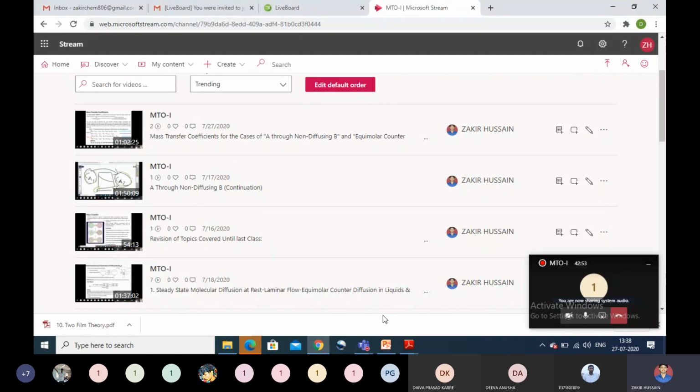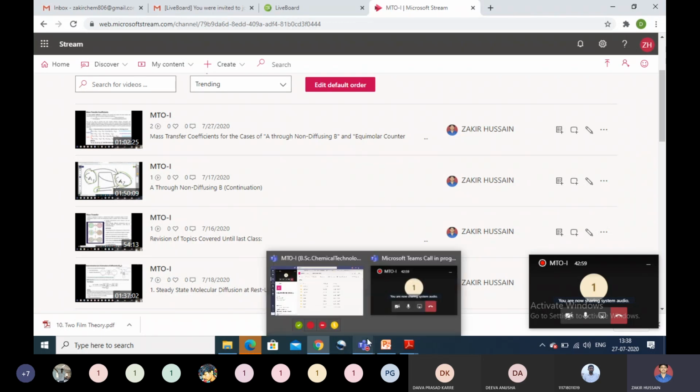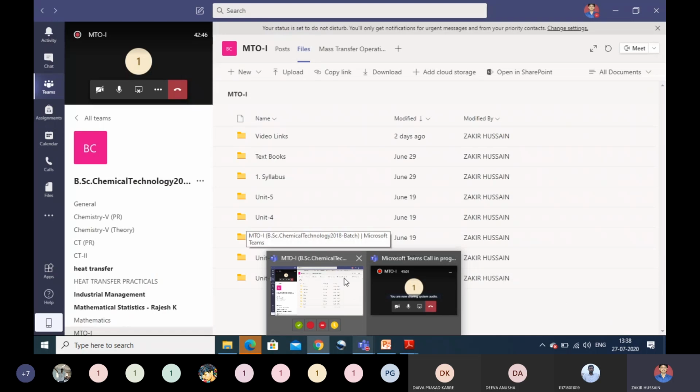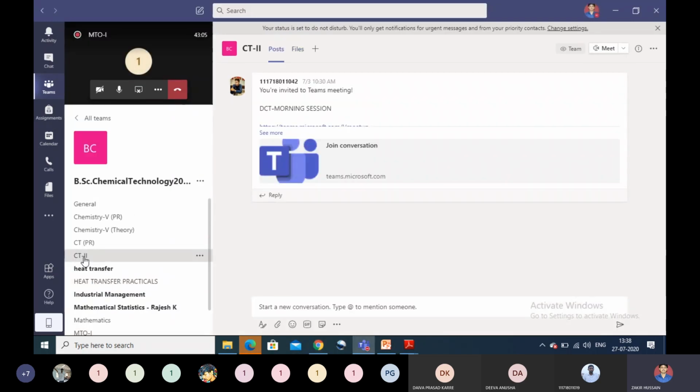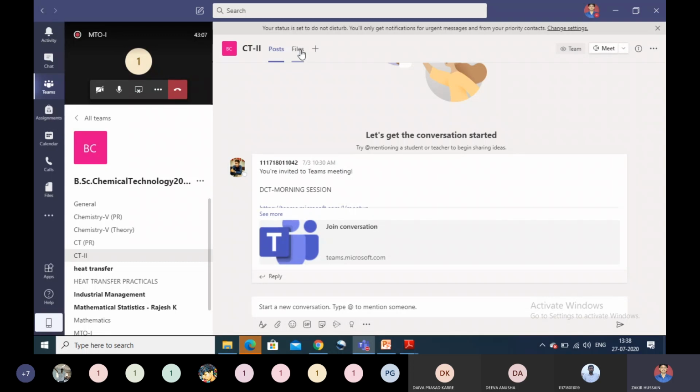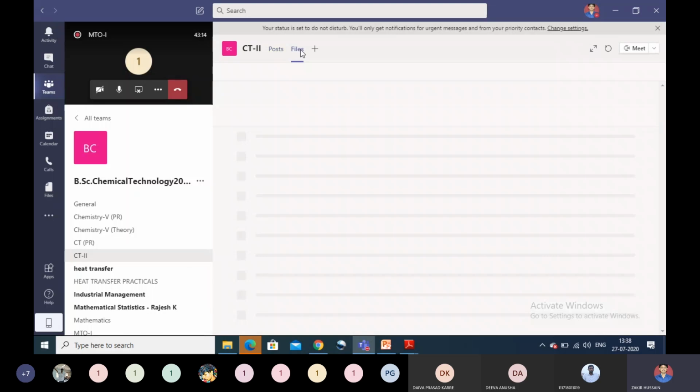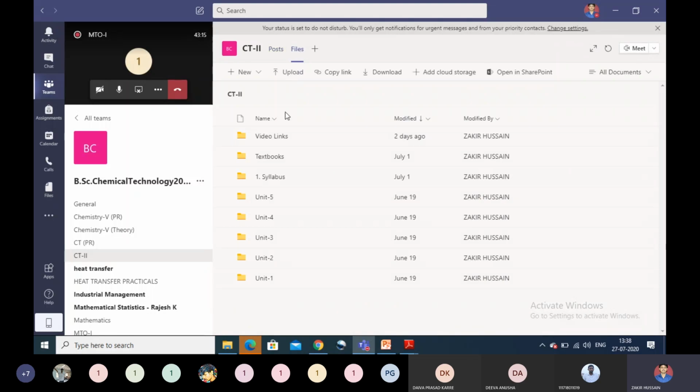Yeah, in the files itself that link will be there. Previously, every class we have taken, you can see over there. You can watch once again. Possibly CT2 also the same one. If you can click here, CT2 also you have to go to files. Go to files and the same folder is there, video link.